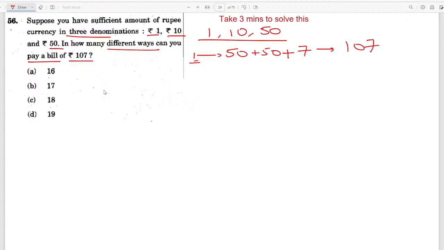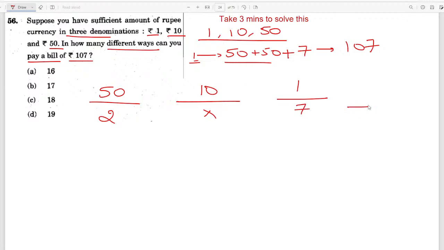So I'll just make a table here: number of 50 rupee notes, number of 10 rupee notes or coins, and number of 1 rupee coins. For example, in this case you've considered 2 50 rupee notes. Here we cannot use any 10 rupee note or coin because 50 plus 50 is 100 and we have to pay only 107. So we'll have to use 7 1 rupee coins. This is one way. You are not using any 10 rupee coin.